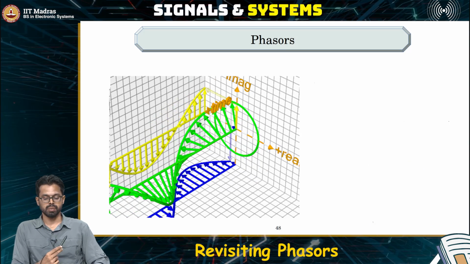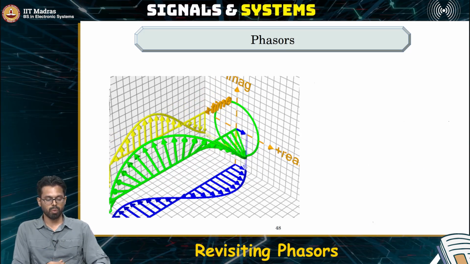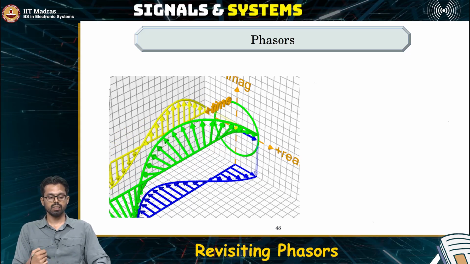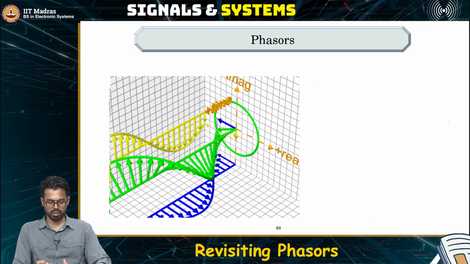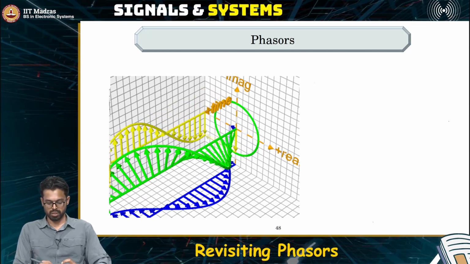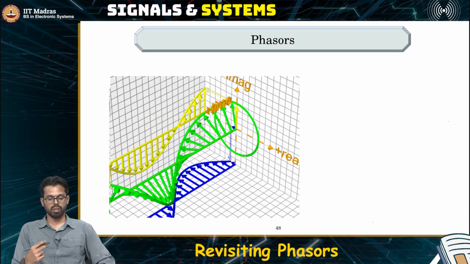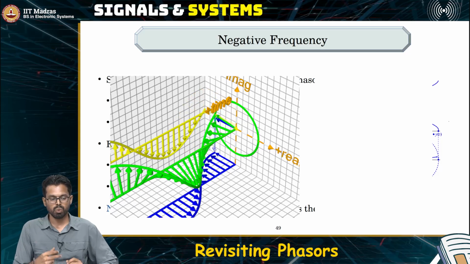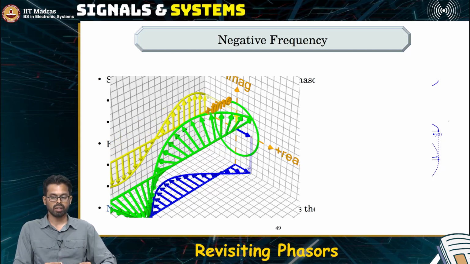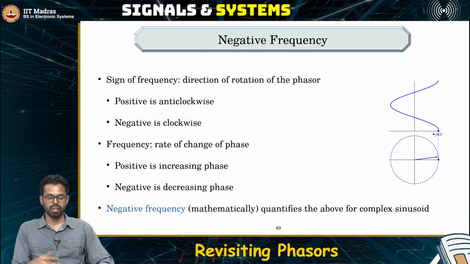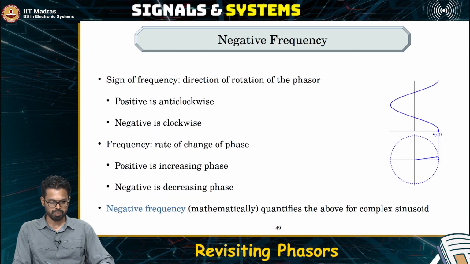As you can see here, this is a phasor which has a positive frequency, which means the rotation is in the anti-clockwise direction. Whenever the rotation is in the anti-clockwise direction, we say that the frequency is positive frequency. But whenever the rotation is in the clockwise direction, we say that it is a negative frequency. So what does it really mean to say that a particular complex signal has a negative frequency, or the direction in which the phasor rotates?